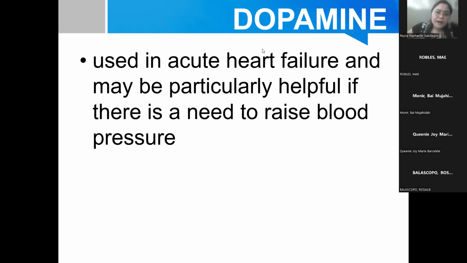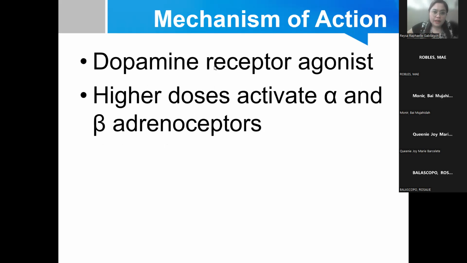Now, another one, we have dopamine that can also activate the beta-1 receptor. Again, this is still used in acute heart failure. It is not a maintenance drug for chronic heart failure. Acute heart failure only. But what is their difference with dobutamine? Dopamine is given if we need to raise the blood pressure of the patient. At certain doses, dopamine can really increase the blood pressure of the patient.